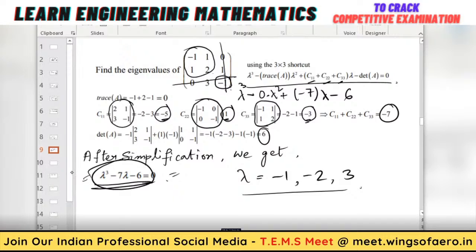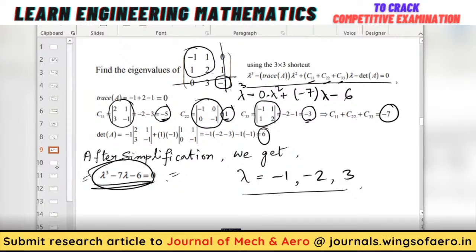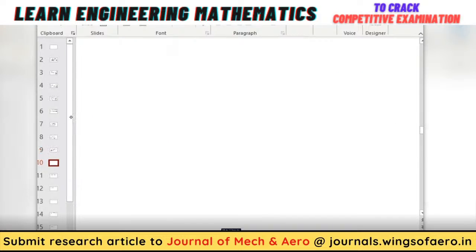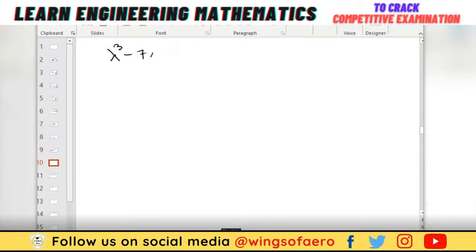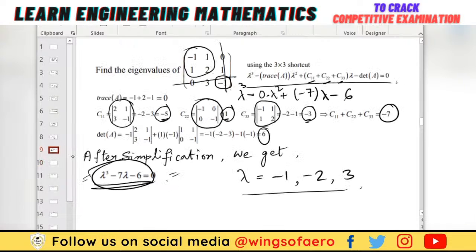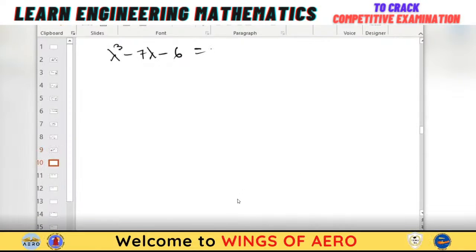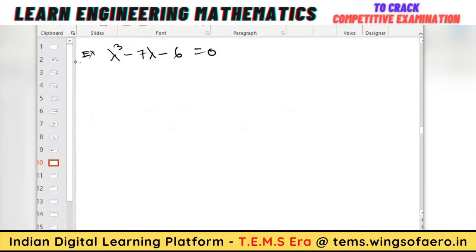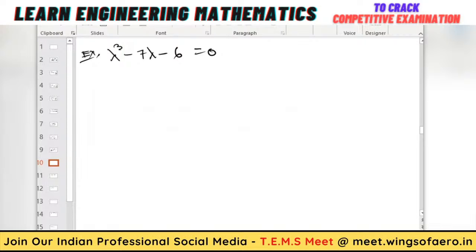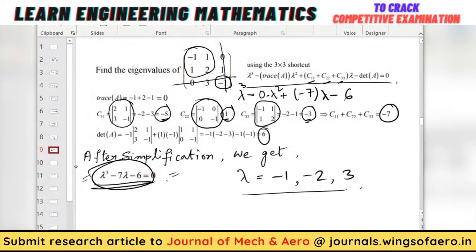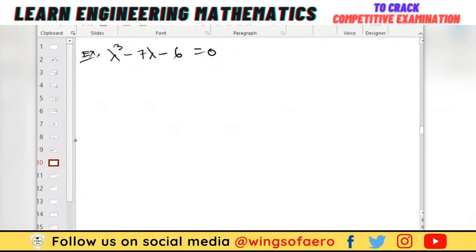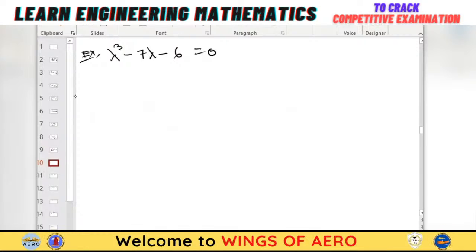Okay, so this equation: lambda cube minus 7 lambda minus 6 equal to 0. Is it plus 6 or minus 6? Minus 6. Okay, concentrate. It is not difficult, it is a tricky process.